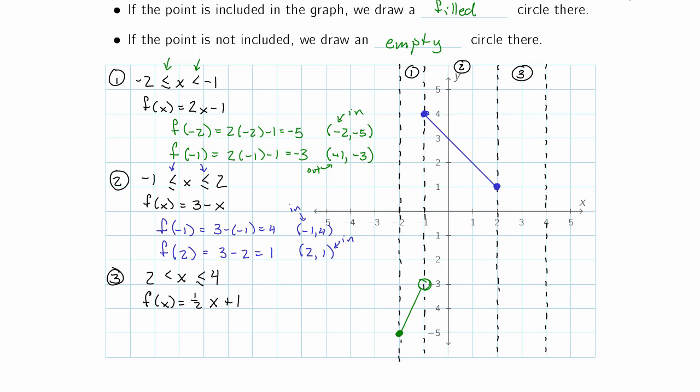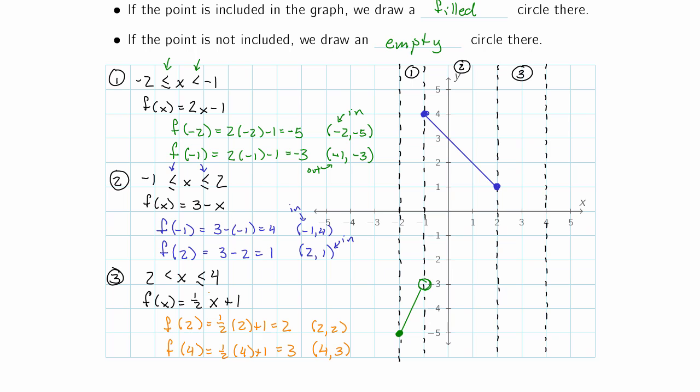Our last piece has its endpoints 2 and 4. So using this formula, I'm going to take f of 2, which is 2, and f of 4 is 3, which means this one gives me the point 2, 2, and this one gives me the point 4, 3.